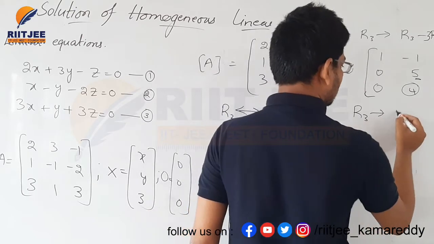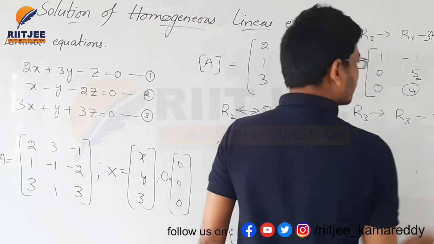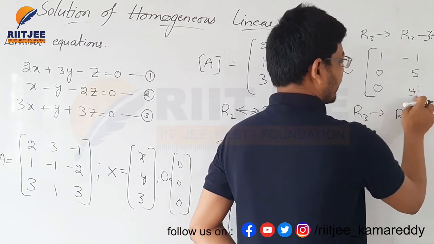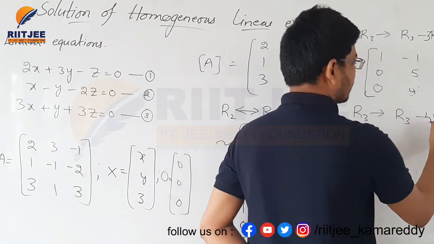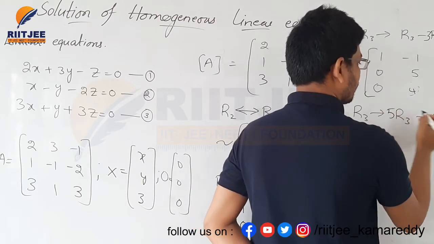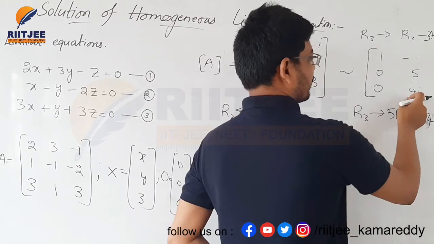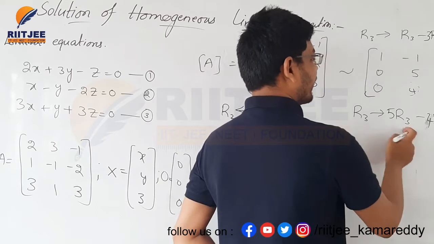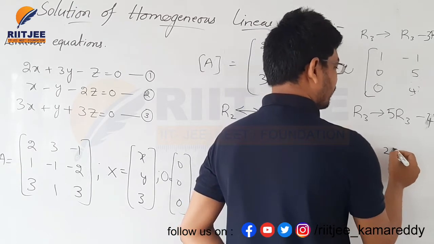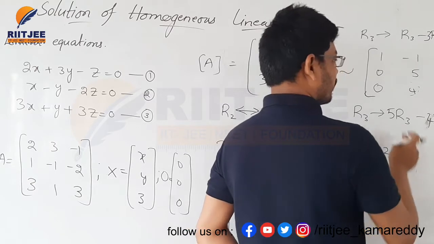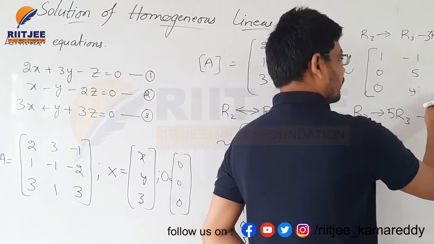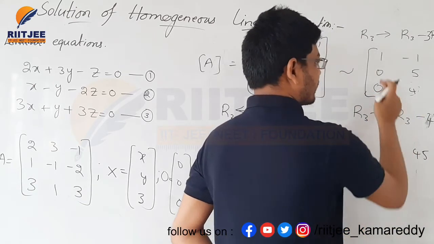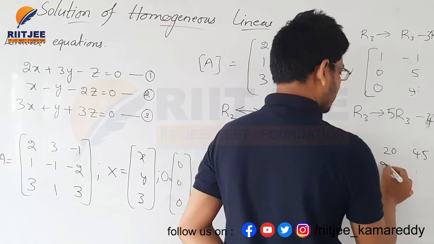R3 is changed to 5 R3 minus 4 R2. So here 5 is there, here 4 is there. Here we need to multiply R3 with 5 and R2 with 4. 5 times 4 is 20, 20 minus 20 will become 0. Here 5 into R3: 0, then 4 into 5 is 20, next 5 into 9 is 45. Here I am multiplying R3 with 5. Next R2: 0, 4 into 5 is 20.